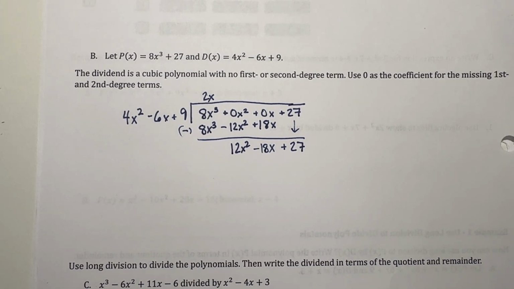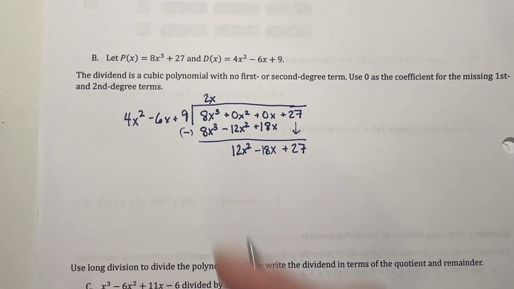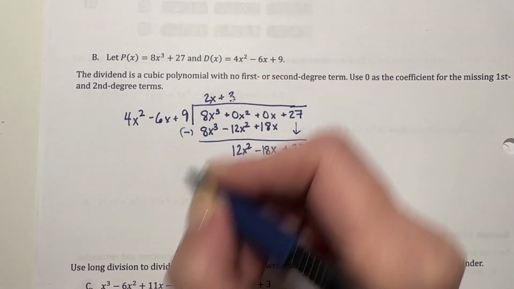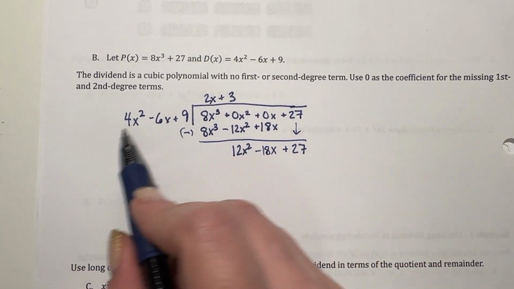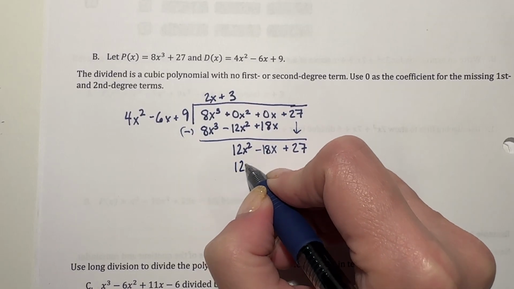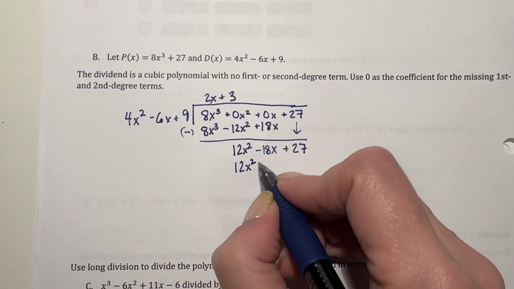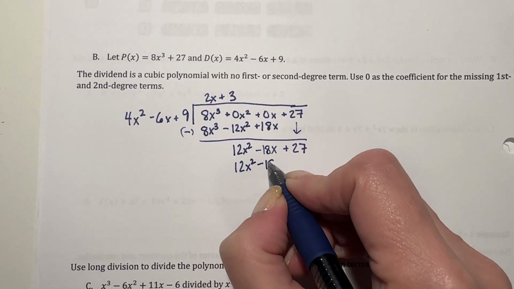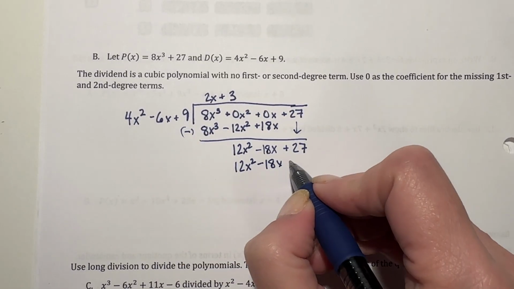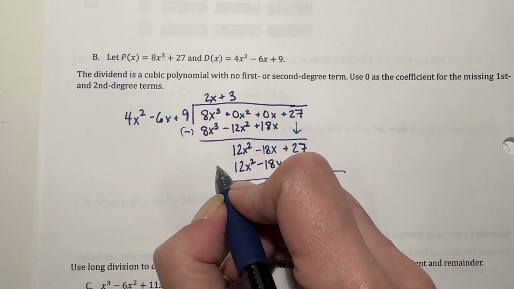Okay. Now we need to get these two terms to match. Look at that, the variables match. All I need to do is multiply by positive 3. And now I'm going to do that. 3 times this, 3 times this, and 3 times this. So multiply your divisor by 3. So 3 times this, and then 3 times 9, 27. Okay, here's the hard part. Subtract.